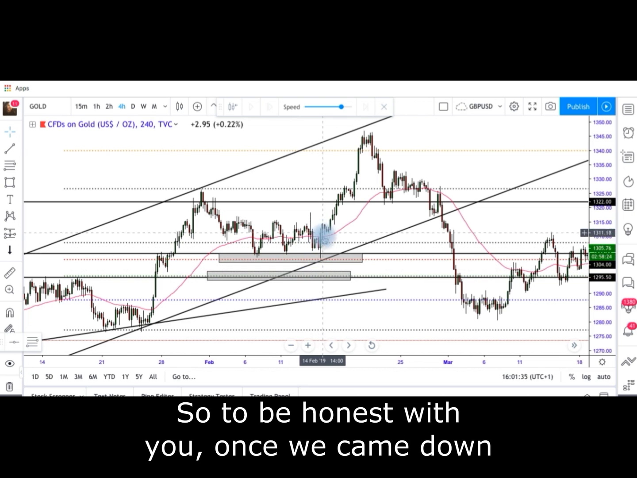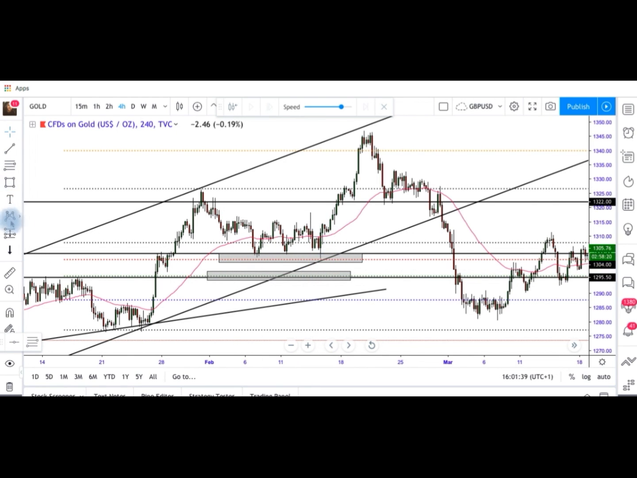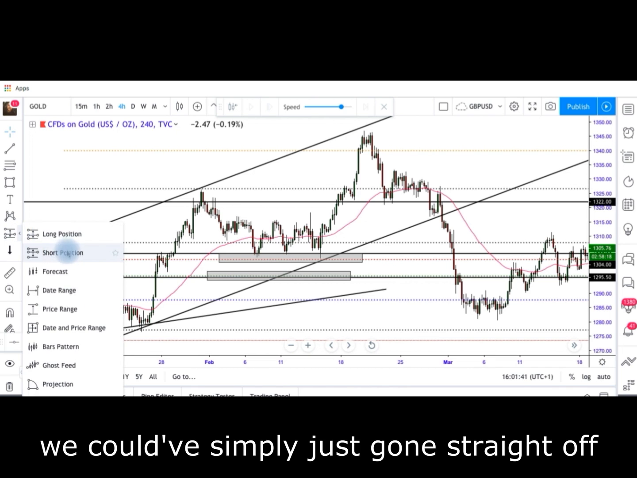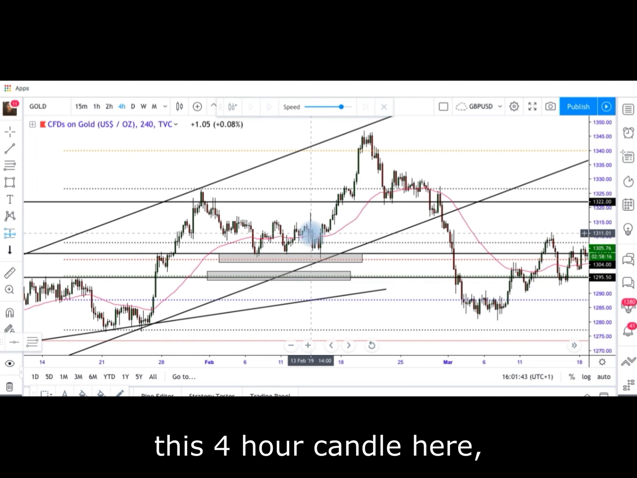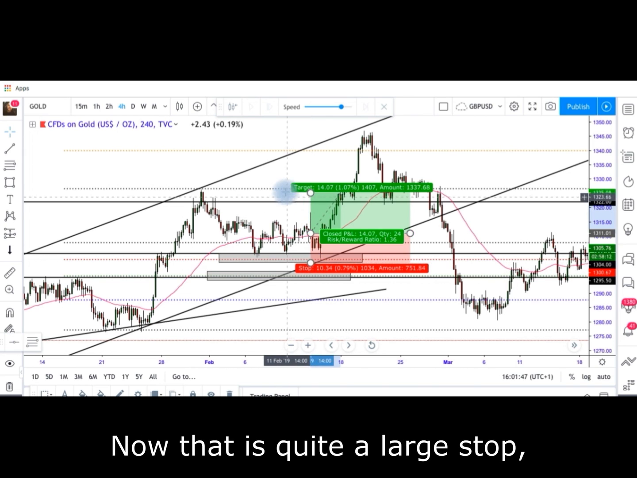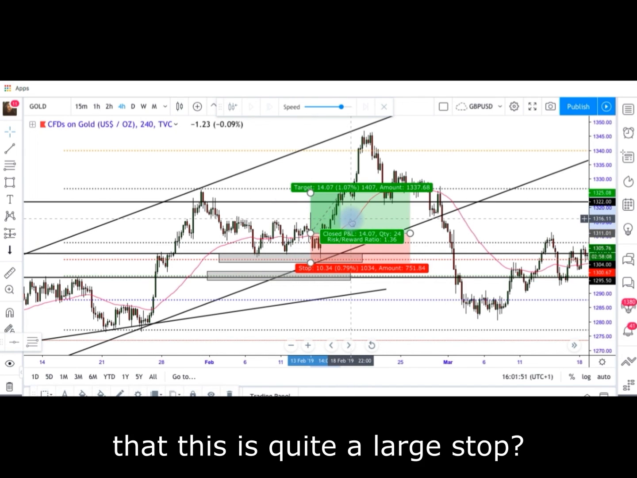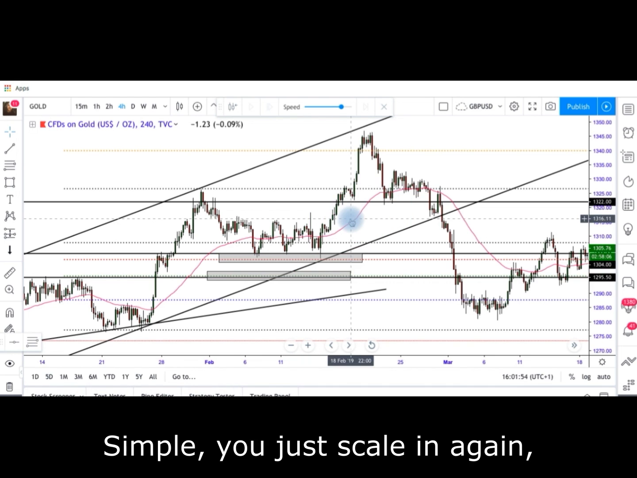So to be honest with you, once we came down and tapped this 50% here, we could have simply just gone straight off this 4 hour candle here and made sure our stops were just below. Now that is quite a large stop. Now how can we get around that? How can we get around the fact that this is quite a large stop? Simple. We just scale in again.